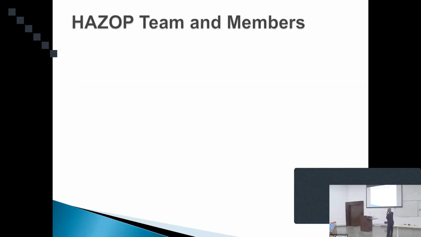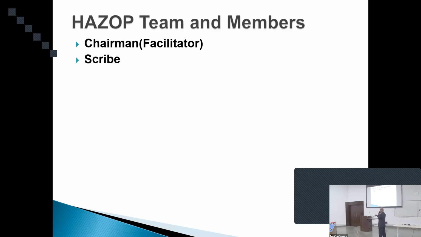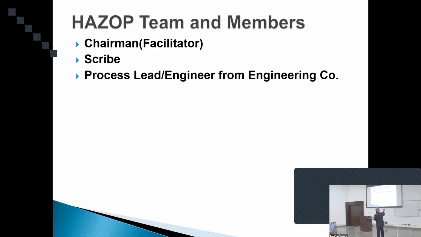So this second thing, HAZOP, as I told you, it is a team activity. So team members are there. The team chairman is a facilitator. Then the scribe, a person who will record all these things in that worksheet. Okay, we call it a worksheet. And then the process lead, engineer from the engineering company.